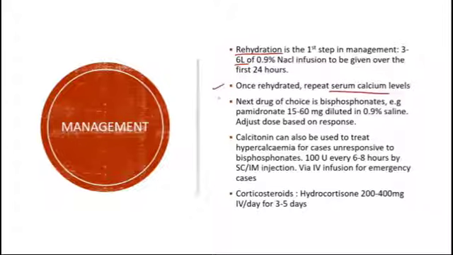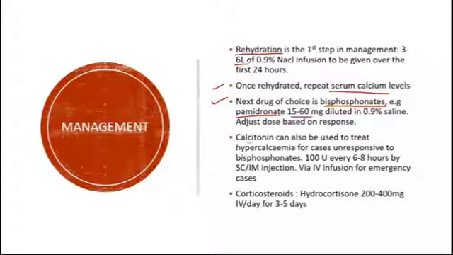Failing this, the next appropriate drug of choice is bisphosphonates. So basically, bisphosphonates work by inhibiting the action of osteoclasts. Thereby, they reduce bony resorption and reduce serum calcium levels. An example is pamidronate, about 50 to 60 milligrams, diluted in 0.9% saline, and you can always adjust the dose based on the response.